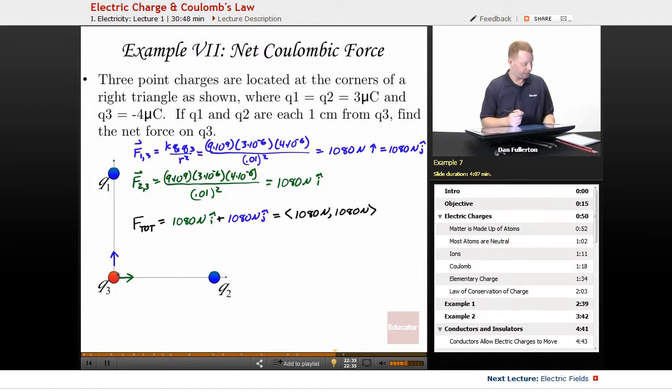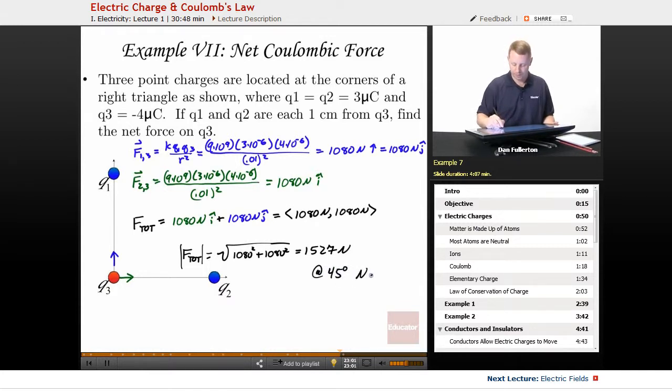We can use the Pythagorean theorem to figure that out. The magnitude of that total force is going to just be the square root of 1,080 squared plus 1,080 squared, or about 1,527 newtons. And the direction, that's going to be at an angle of exactly 45 degrees north of east. Something like that, 1,527 newtons. One to the right, one up, the combination, something like that.